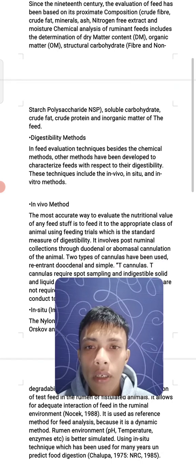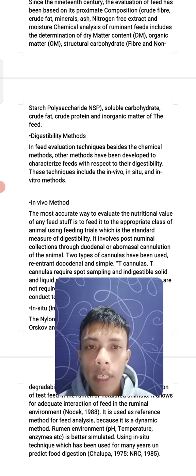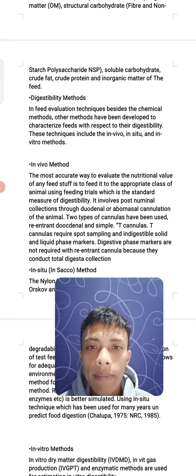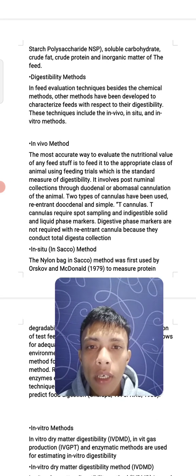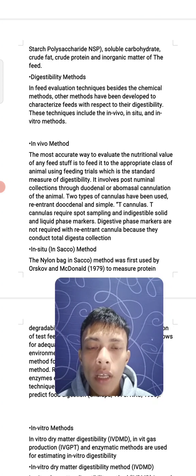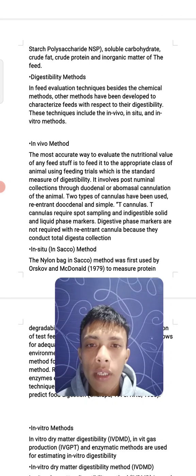Digestibility methods. In feed evaluation techniques, besides the chemical methods, other methods have been developed to characterize feed with respect to their digestibility. These techniques include the in vivo, in situ, and in vitro methods. In vivo methods. The most accurate way to evaluate the nutritional value of any feedstuff is to feed it to the appropriate class of animal using feeding trials, which is the standard measure of digestibility.